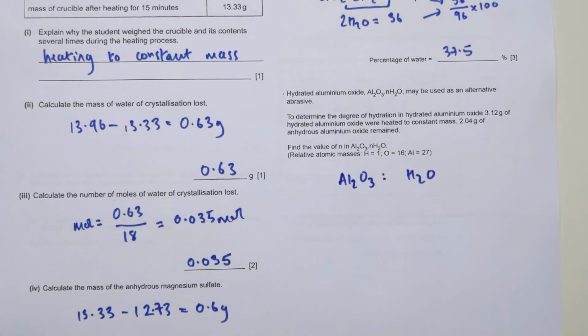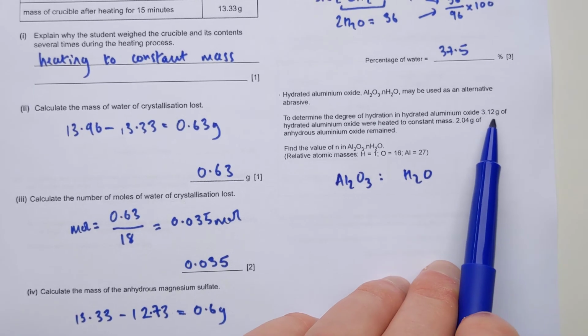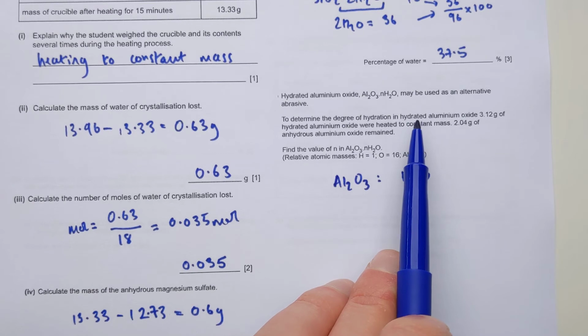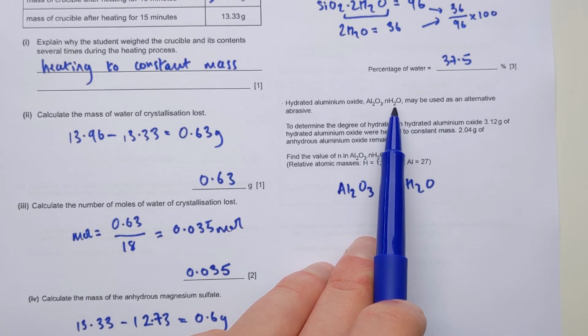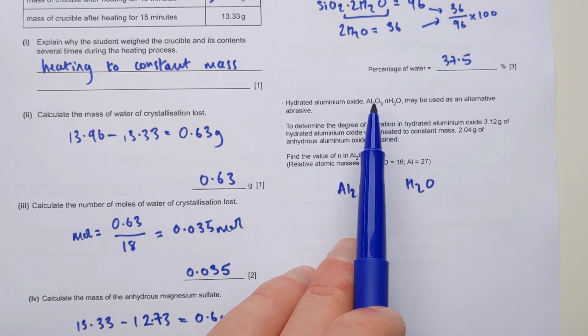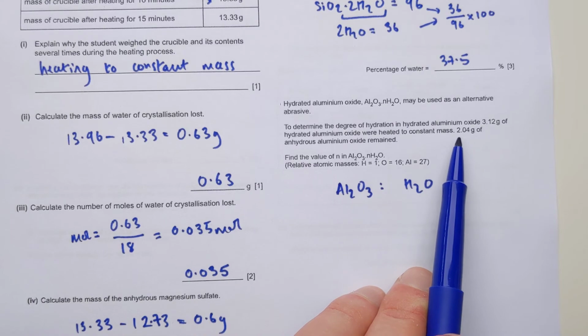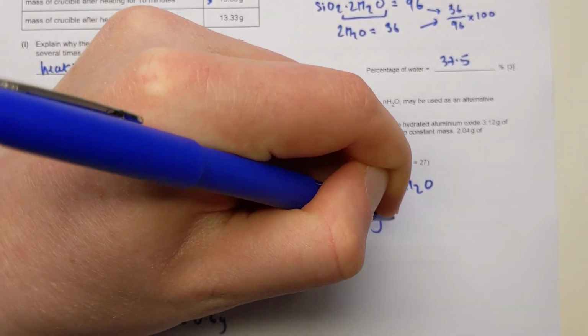Again, I have to be really careful here. The mass of the aluminium oxide by itself is not 3.12 grams, which you might be expecting. The reason is that is for the hydrated aluminium oxide. In other words, the aluminium oxide which still has the water attached to it. I need to get the mass of the aluminium oxide once all the water has been taken away, which is 2.04 grams of it. So 2.04 grams is the mass of the aluminium oxide.